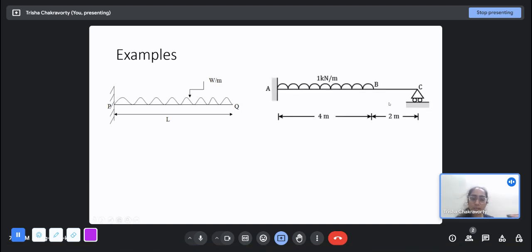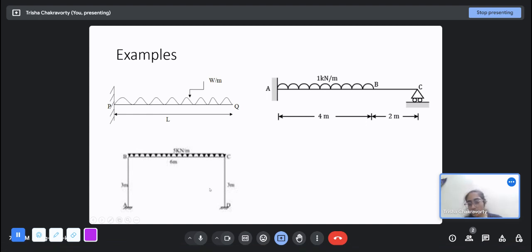This is a cantilever beam with a prop. This is called a prop, this roller support. This gives an additional reaction in the vertical direction. So there are now total 4 reactions. But the number of equations of equilibrium remain 3. So degree of static indeterminacy is 4 minus 3, 1.